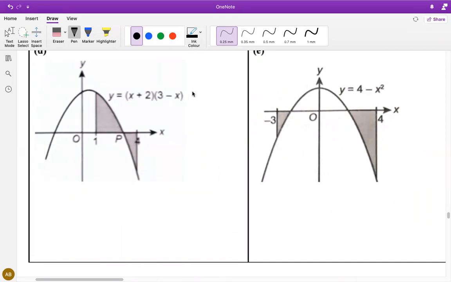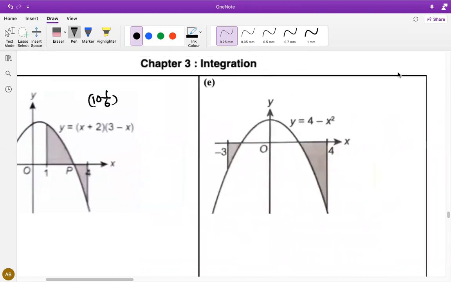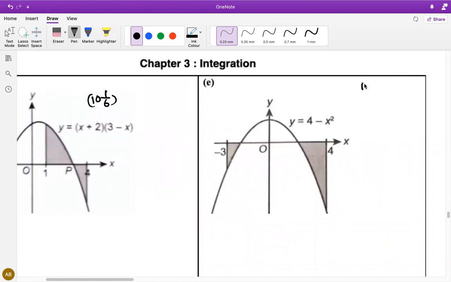So the answer here is 10 and 1 over 6. Okay, so for E, the curve is 4 minus x squared, and the answer here is 13. Remember for E, you need to find out what these two points are. For these two, you just use 4 minus x squared equals 0. So x squared equals 4, then x equals positive or negative square root of 4, that is positive or negative 2. Therefore, this is -2 and this is 2.